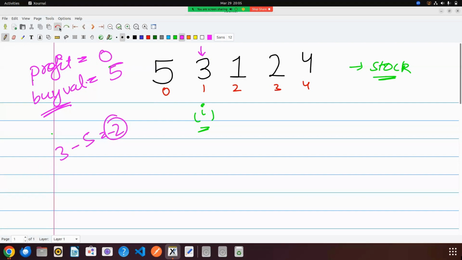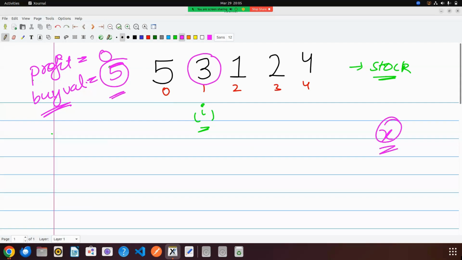Now, what about this value? Is it better to buy it for 5, or is it better to buy it for 3? Like, let's say we have the same product. The product is X. Should I buy it, like, is it better to buy it for less value, or is it better to buy it for more value, right? If the product is the same, it is always beneficial to buy it for less value, right?